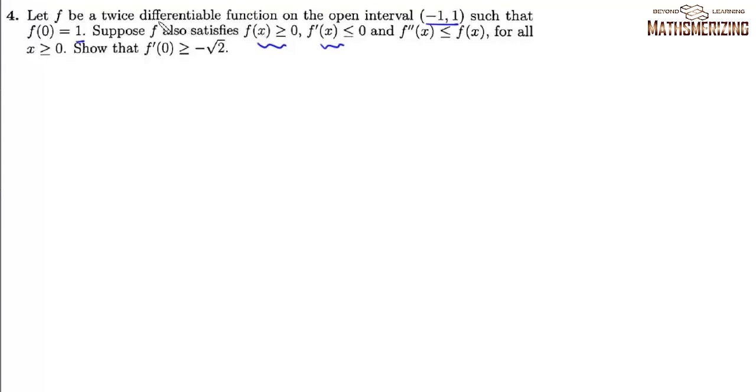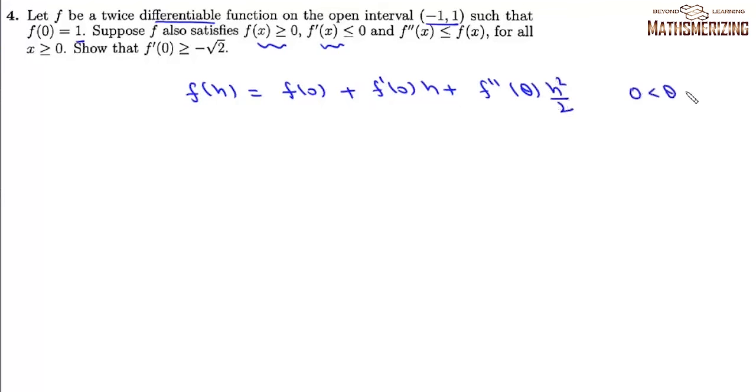Now it is given that this function f is a twice differentiable function, so we can use Taylor's polynomial theorem. We can write f(h) will be equal to f(0) plus f'(0)h plus f''(theta) h square upon 2, where theta lies between 0 to h. Now since f''(x) is less than or equal to f(x), we can write f''(theta) will be less than or equal to f(theta).